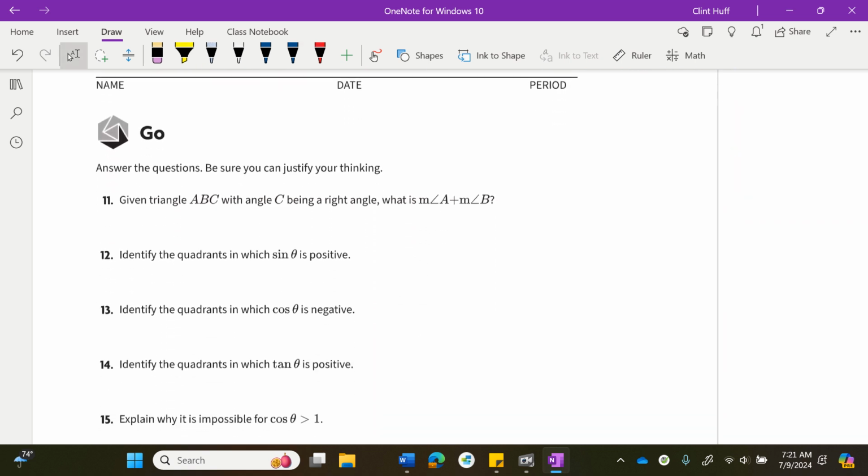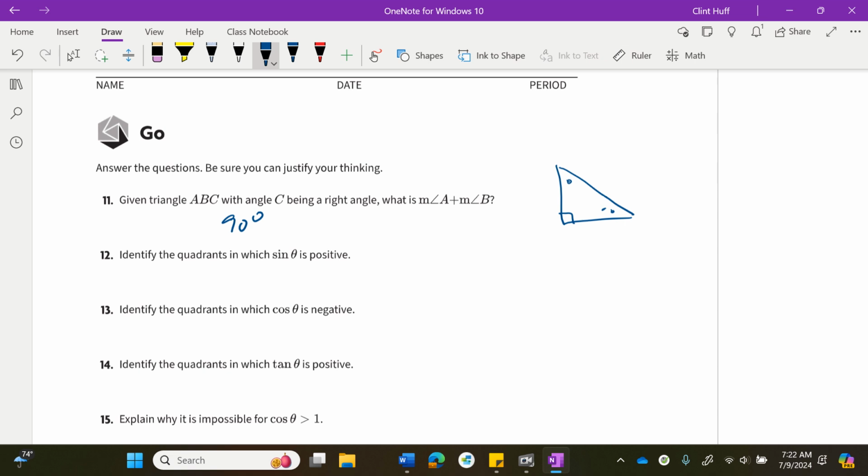All right, so given ABC with angle C, a right angle, what's the measure of A plus B? That would be 90 degrees. So when you draw a right triangle, if 90 degrees are here, these other two spots have to be complementary and add up to 90.